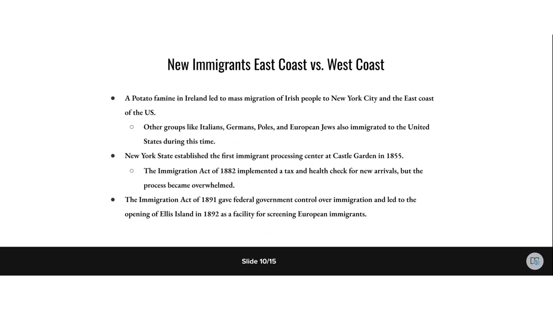And then the Immigration Act of 1882 implemented a tax and health check for new arrivals, but the process quickly became overwhelmed. The Immigration Act of 1891 gave the federal government control over immigration and led to the opening of Ellis Island in 1892 as a facility for screening European immigrants. And really, if you showed up with tuberculosis or some other kind of illness like smallpox or influenza, they just quarantined you on Ellis Island until you were better, and then they just let you in.